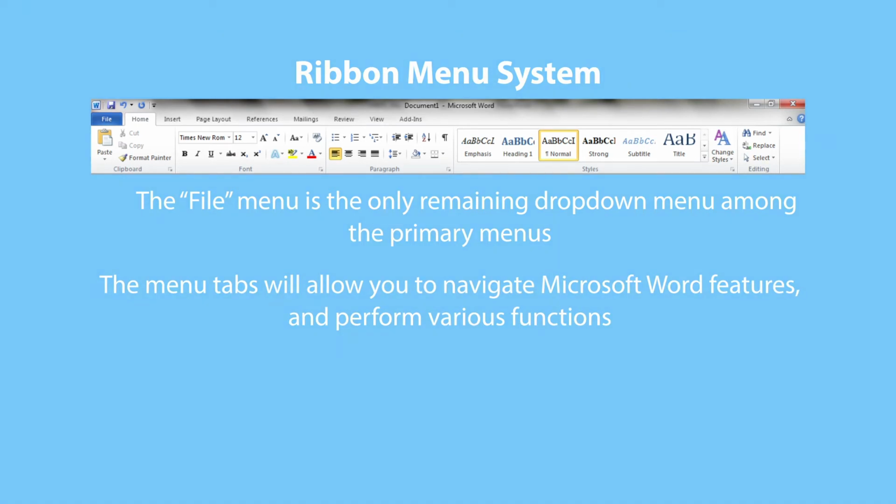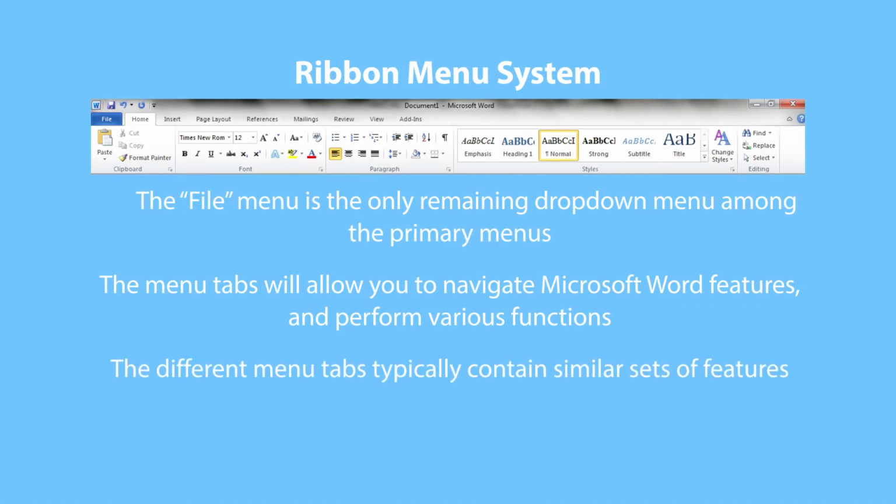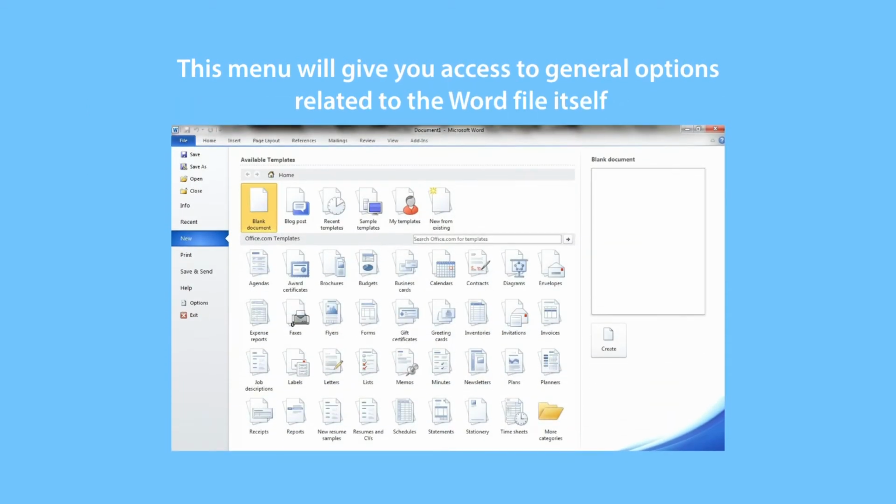The menu tabs will allow you to navigate Microsoft Word features and perform various functions, and the different menu tabs typically contain a similar set of features. So this is the way, and now you see how the file menu will give you access to general options related to the Word file itself. And when we go to the blank document, if we make a blank document, by this way we can create a document. So this is another way of opening a document and creating a blank document, and once we create it, the things will come.